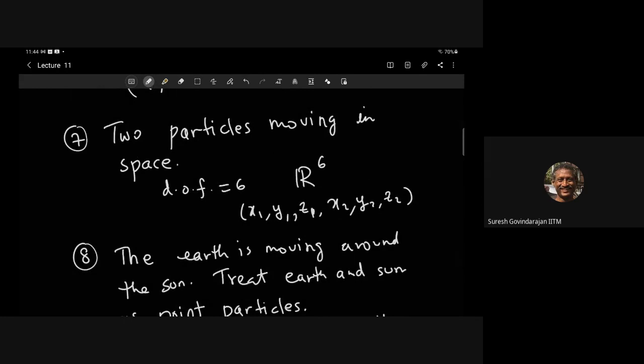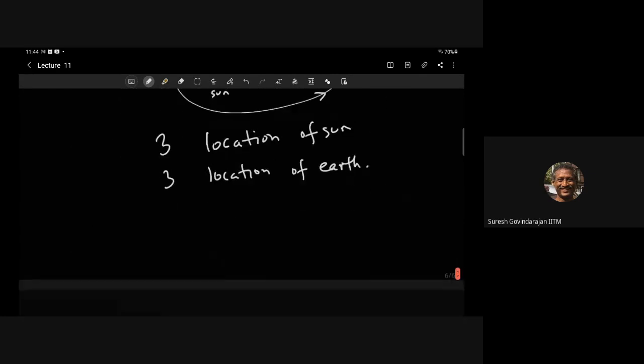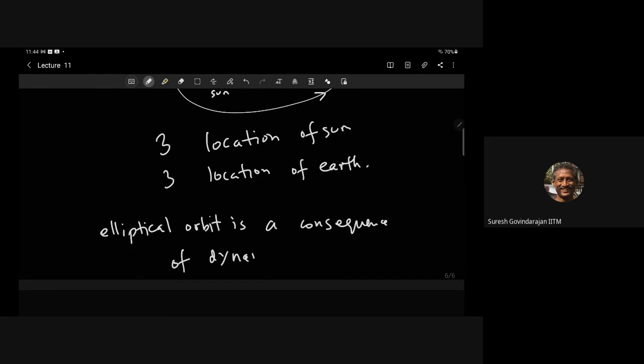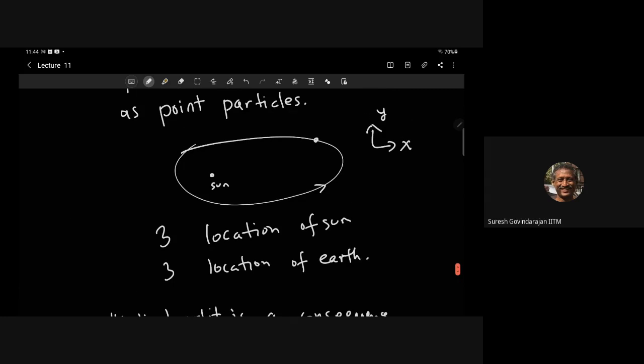Two particles are moving. I haven't told you what the force is. Elliptical orbits are a consequence of dynamics. There is some gravitational force, etc., and that is causing something, and so on and so forth. So really, this is just simple R6.